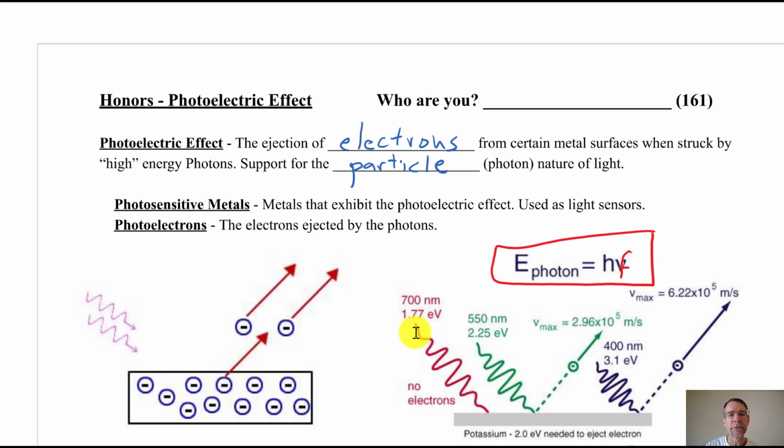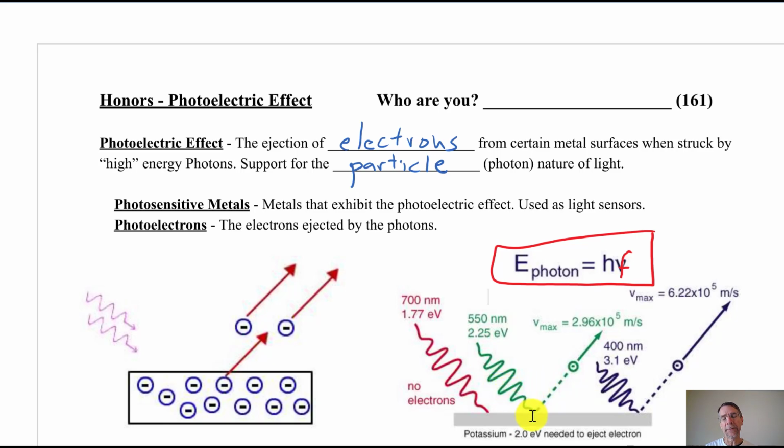It's by individual photons, a transfer of energy by an individual photon, not a large group of photons. For example here, this green photon, which comes in with an energy of 2.25 electron volts, is enough to get an electron to photoemit.